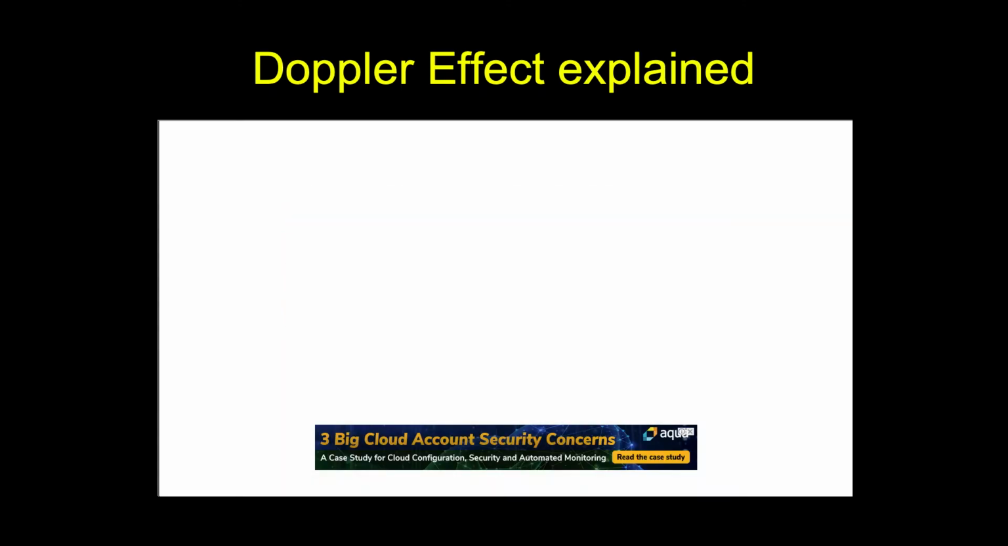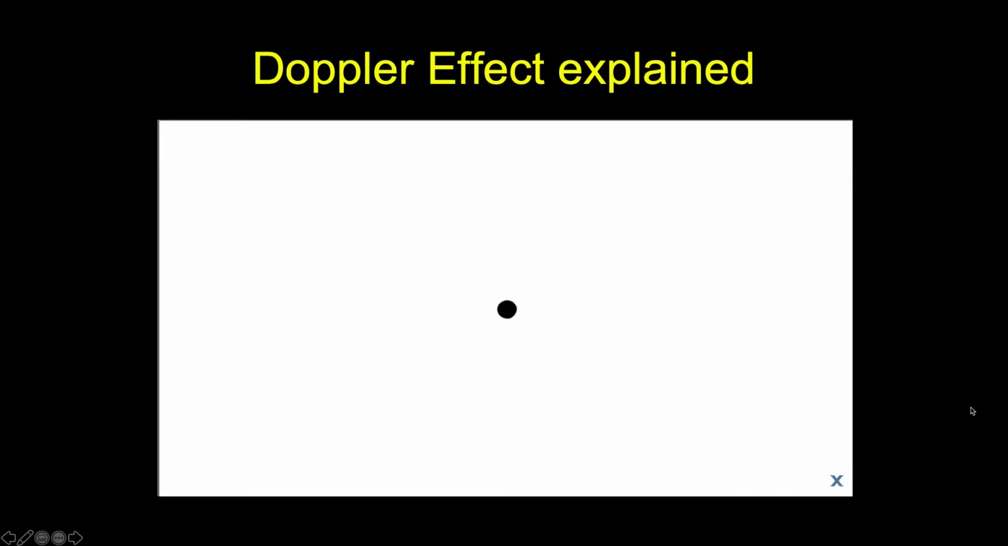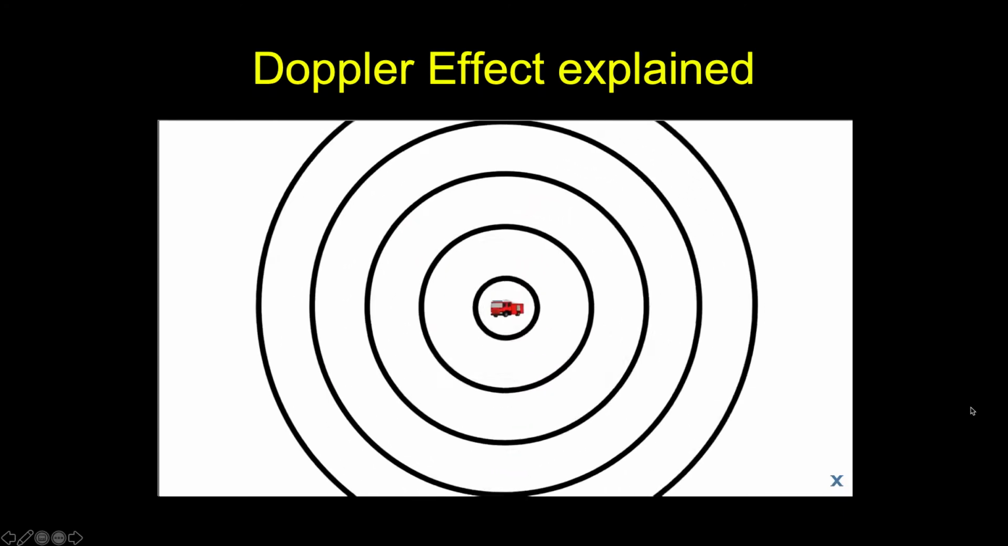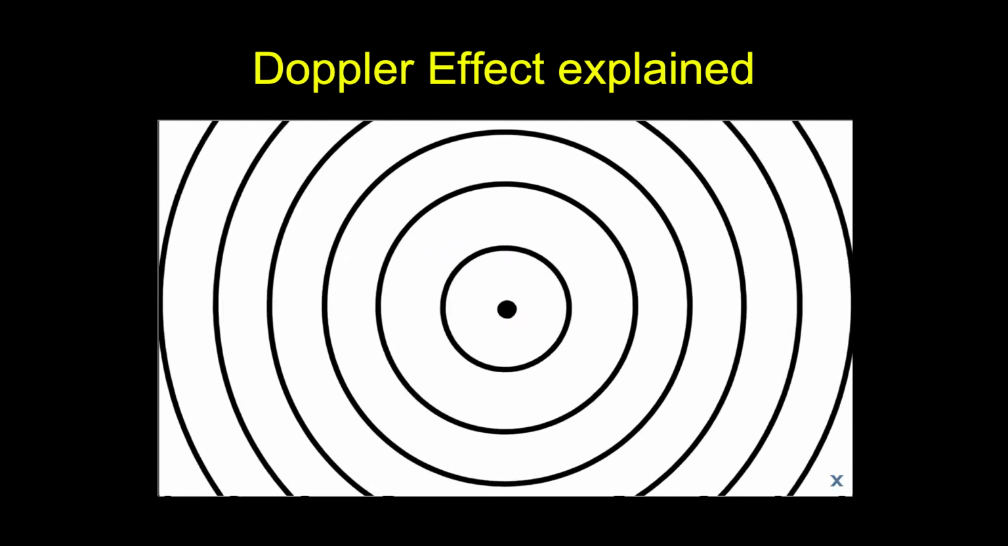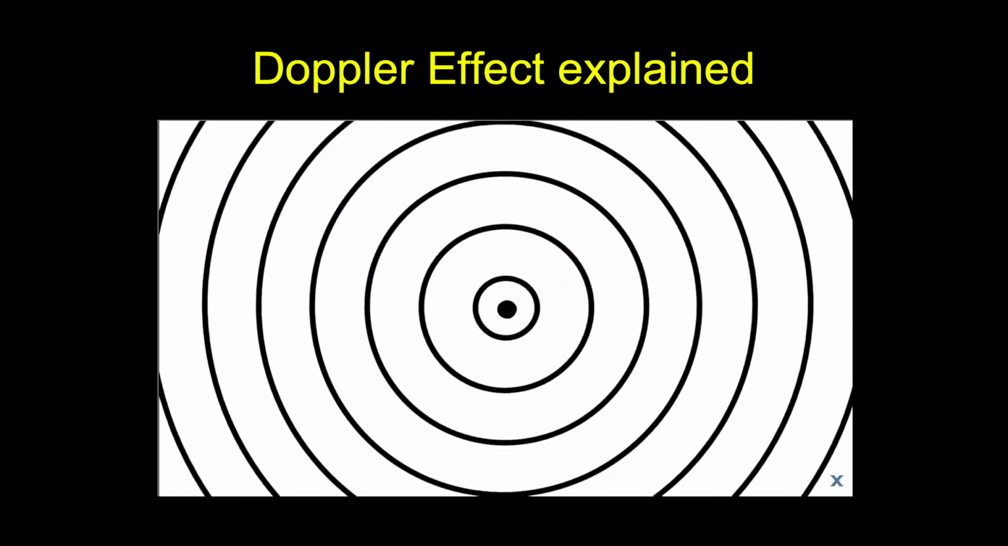The Doppler effect is perhaps best explained visually. So here's a thing that is emitting waves. It could be a fire truck emitting sound, it could be a star emitting light, it could be a duck creating ripples on a pond. Those are all waves, and they all look something like this.